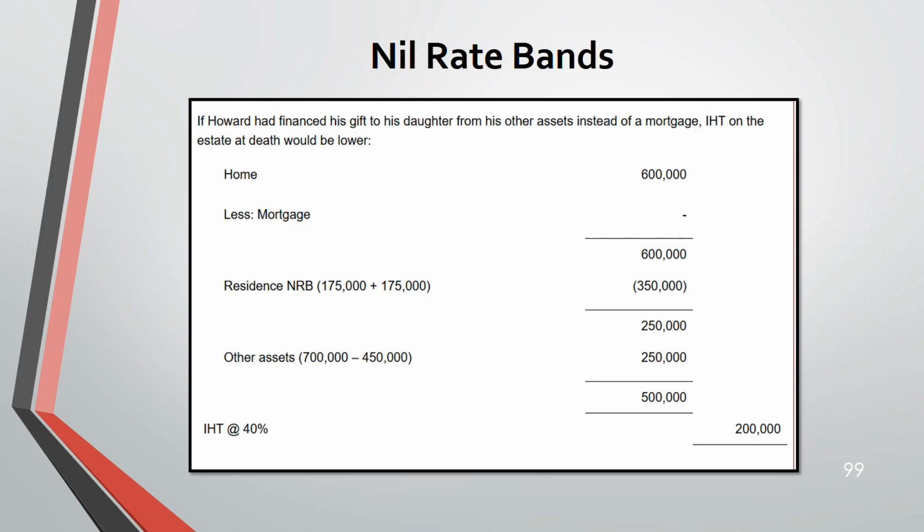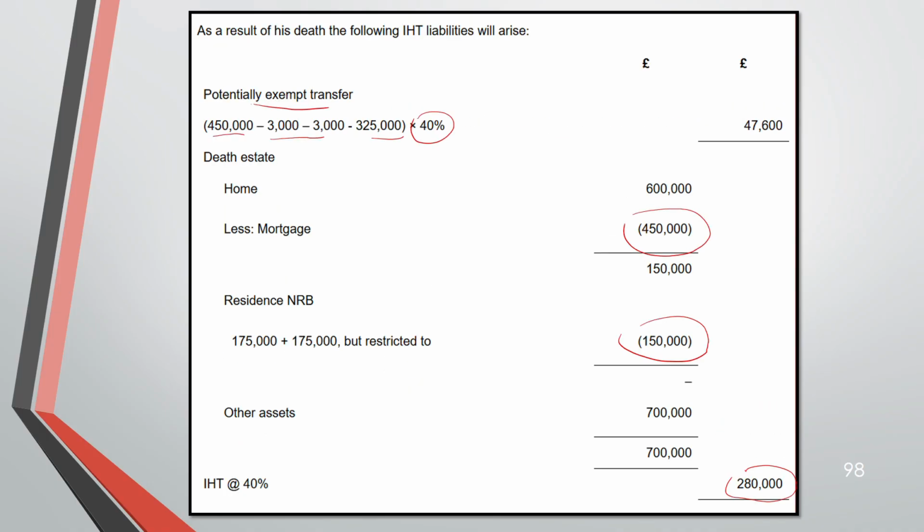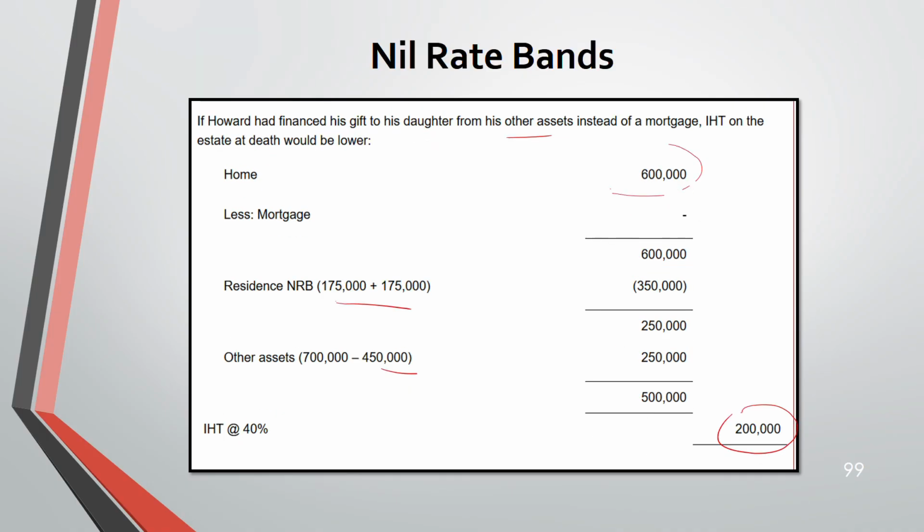If it was financed against other assets, then your 450 would be deducted against other assets. Home, you'll be having the full amount, having the 2 residence nil rate bands, which will reduce your IHT. Earlier it was 280, now it's 200. By 80,000 it has reduced.